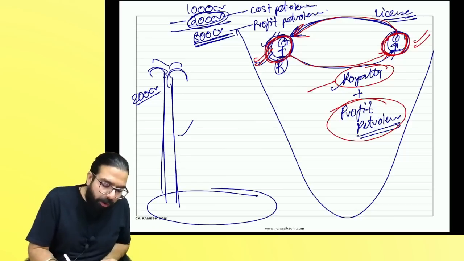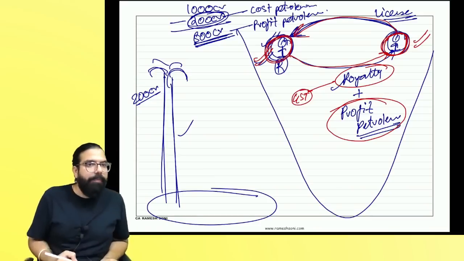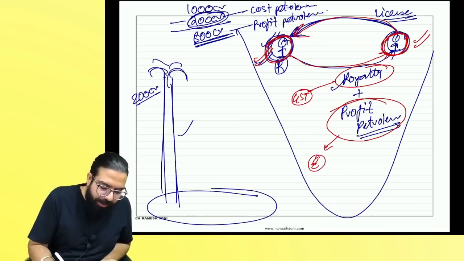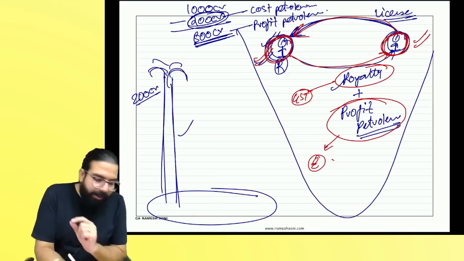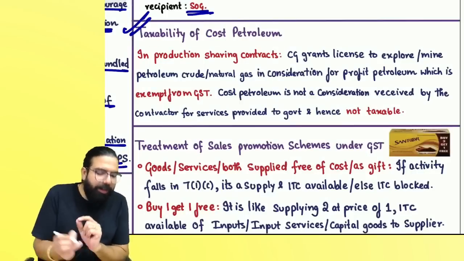Remember one thing, on royalty you will be liable to pay GST, but on profit petroleum GST has been exempted. Are we clear, everyone? That is the same thing which has been told over here. Taxability of cost petroleum.